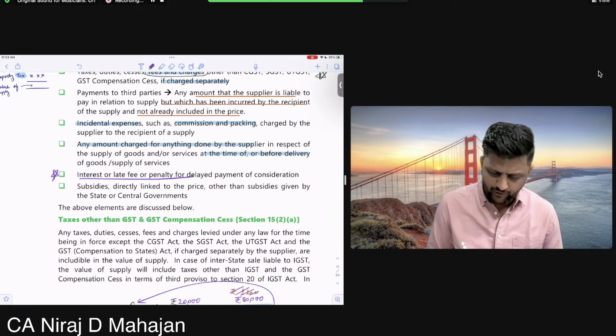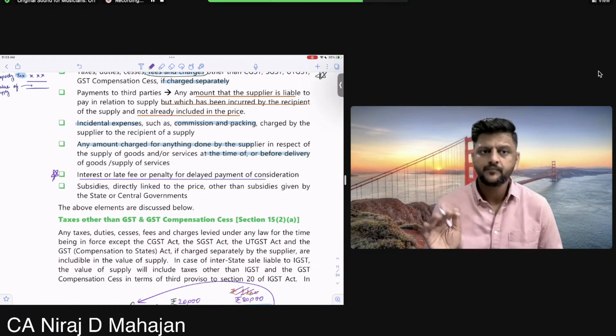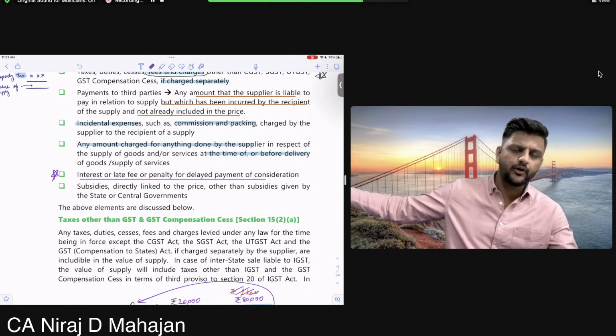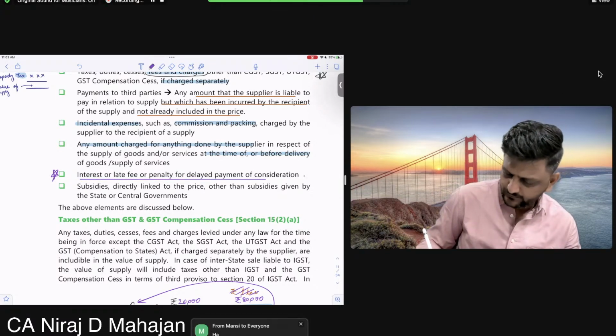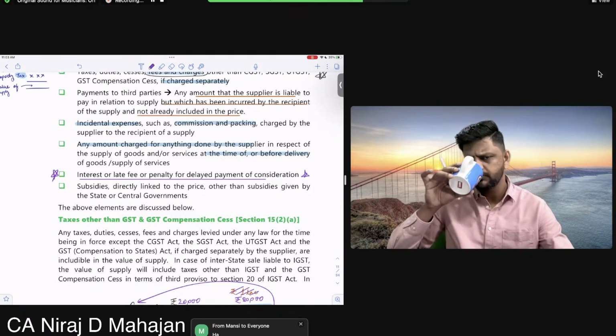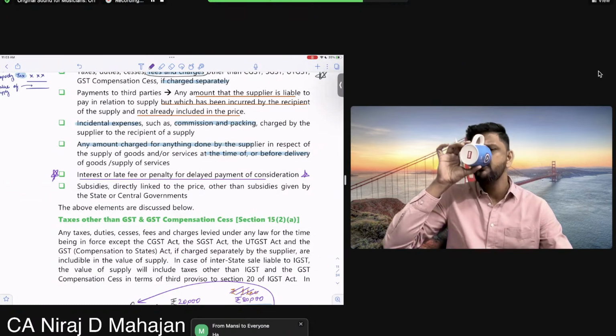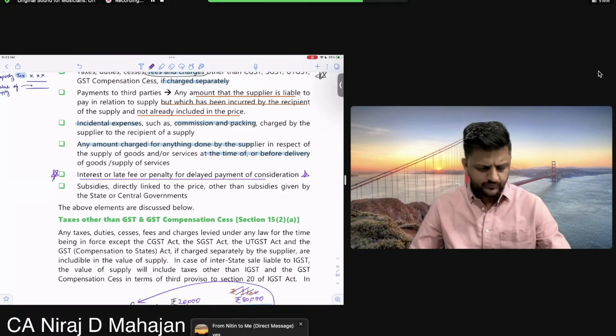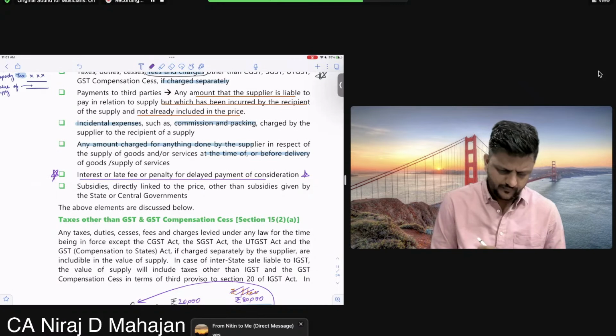Interest or late fee or penalty for delayed payment. This is covered or no, everybody? You have covered from your time of supply point of view also, tell me. But it is also part of that invoice. Part of means category, part only, yeah. Done? Any amount charged.